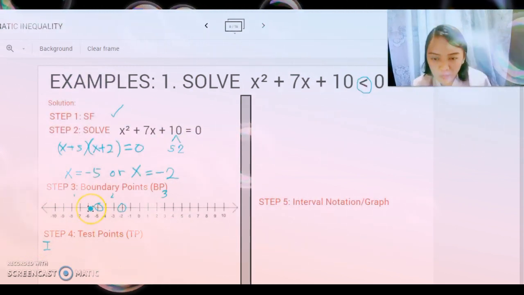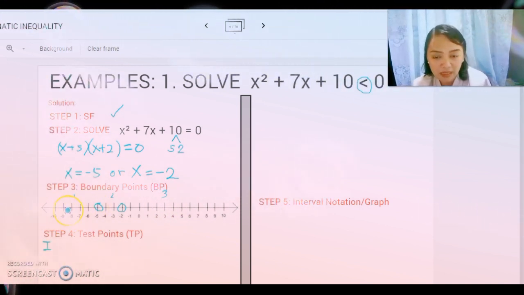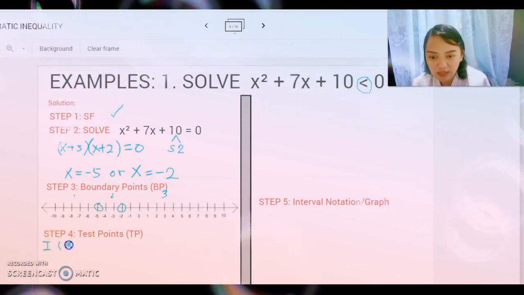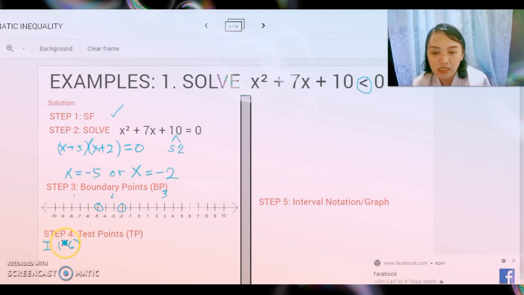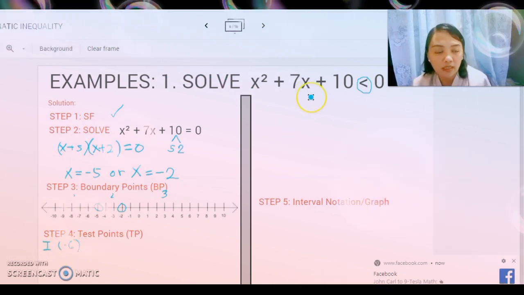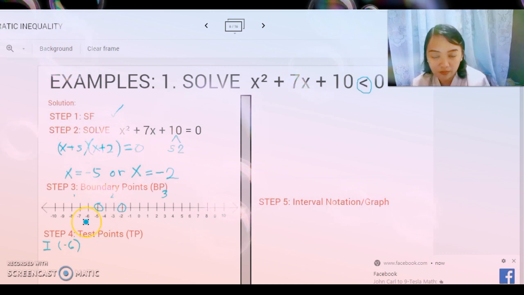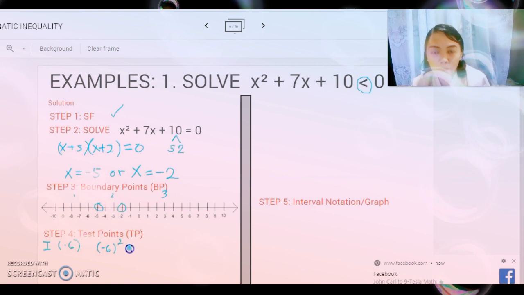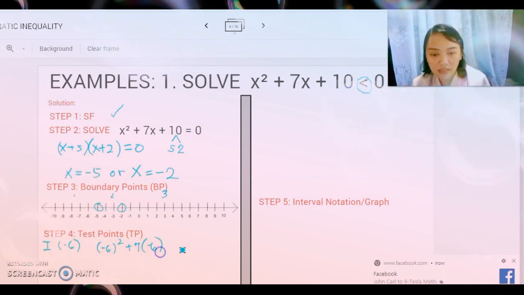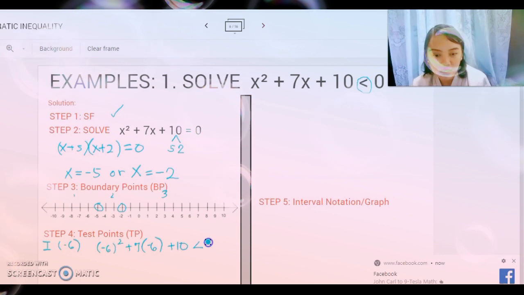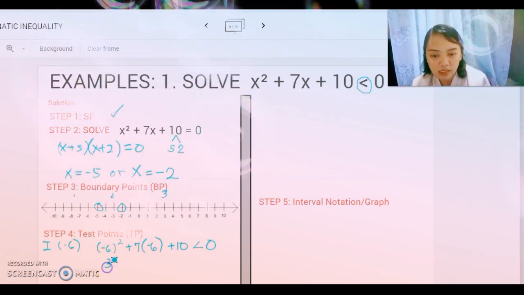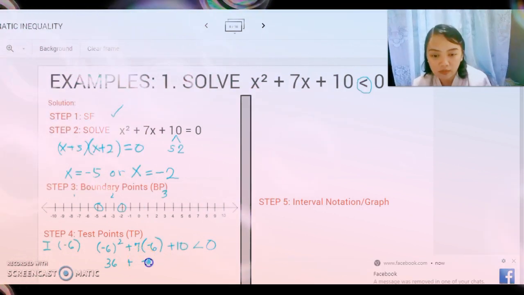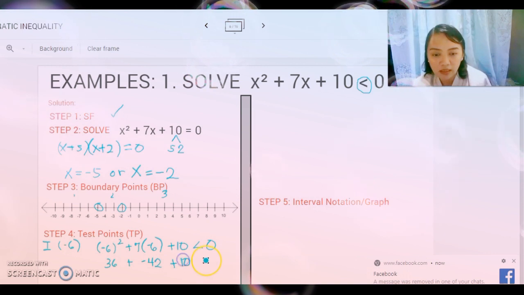Okay. Pwede kayong kumuha ng kahit anong number dito. Pero para madalian kayo, yung pinakamaliit ang kukunin. Okay? So, negative 6. O, negative 6 ang pinili natin. So, itong si negative 6, isa-substitute nyo lang siya dito sa original nating inequality. So, we have negative 6 squared plus 7 times negative 6 plus 10 is less than 0. So, negative 6 squared is 36 plus 7 times negative 6 is negative 42 plus 10 is less than 0.